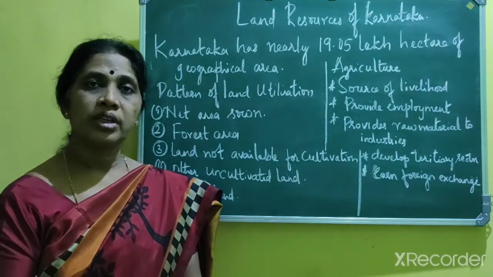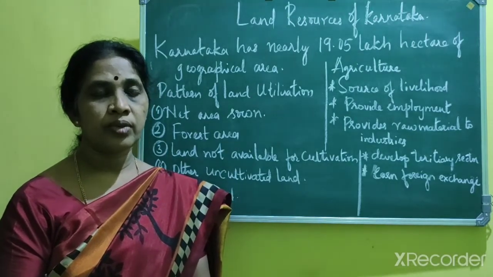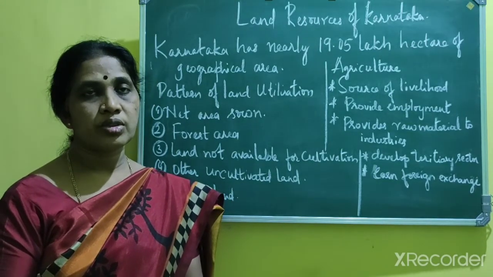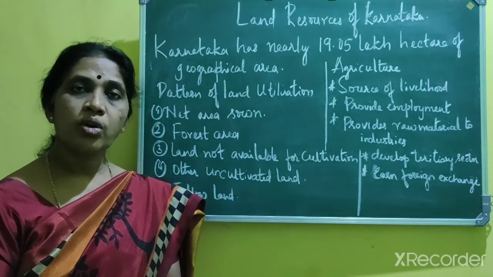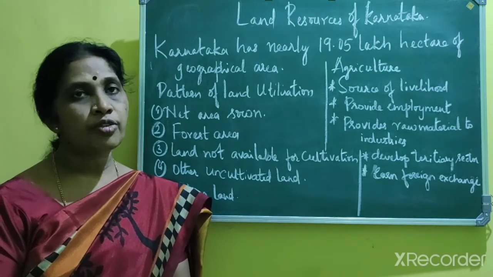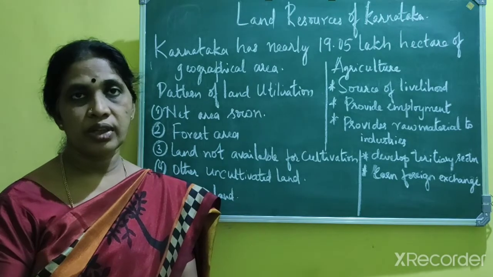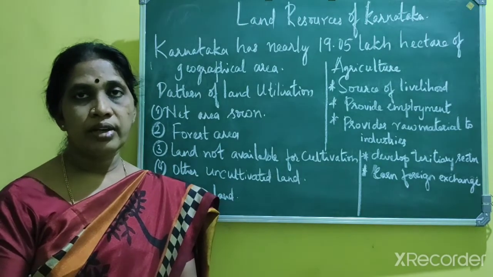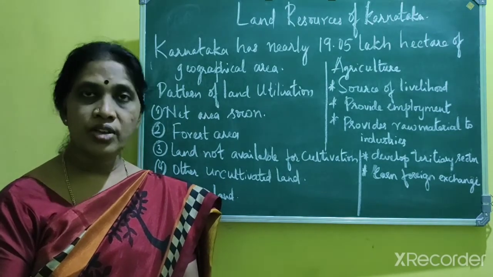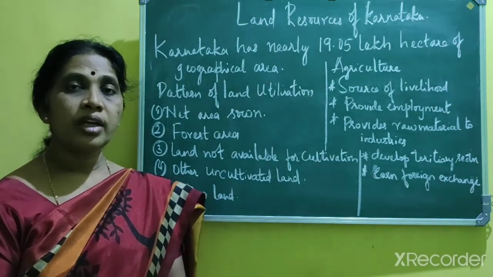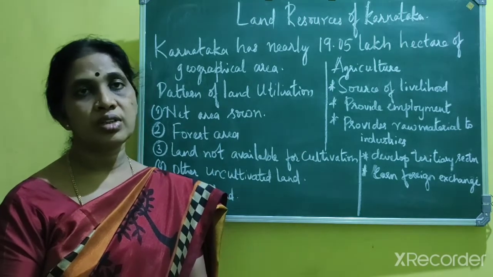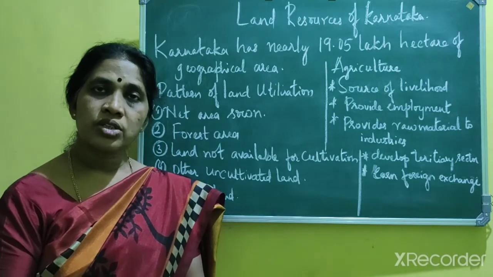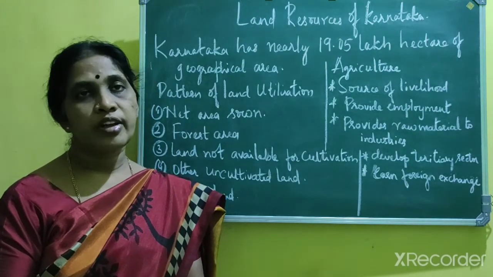Today we'll learn about the land resources of Karnataka. As you all know, land is the most important natural resource, and humans not only live but also perform all the economic activities on the land. Besides, land also supports wildlife, natural vegetation, transport and communication.